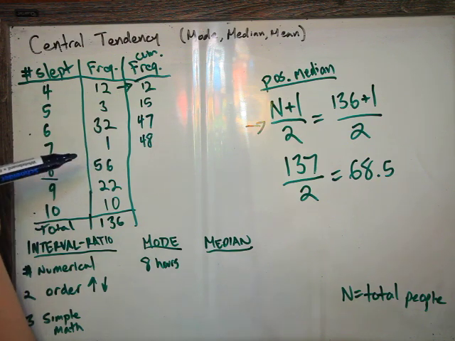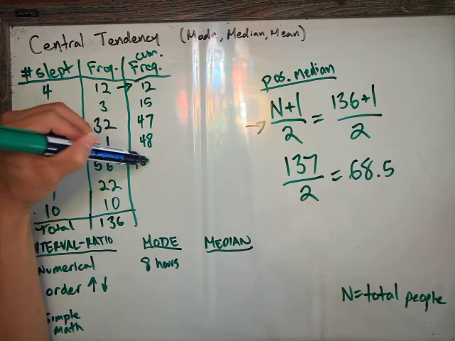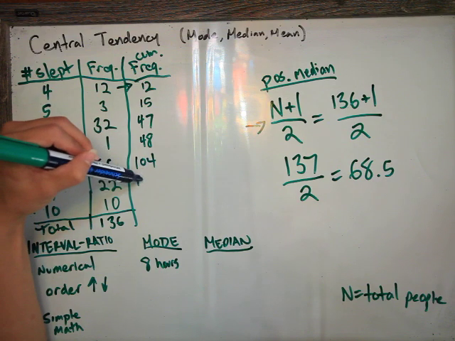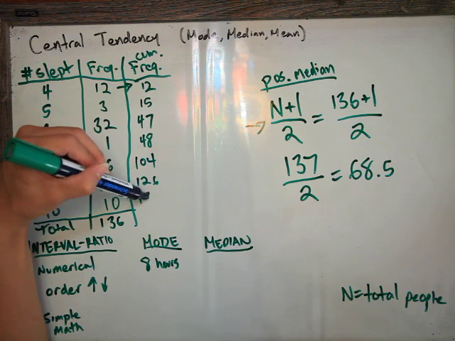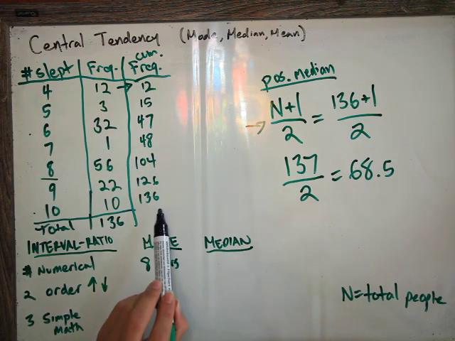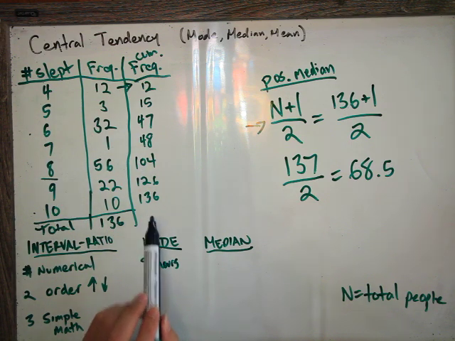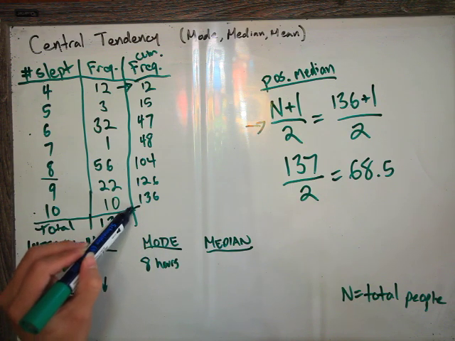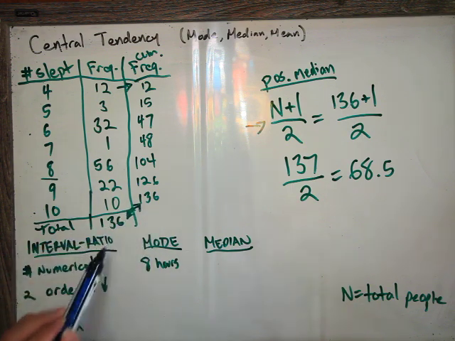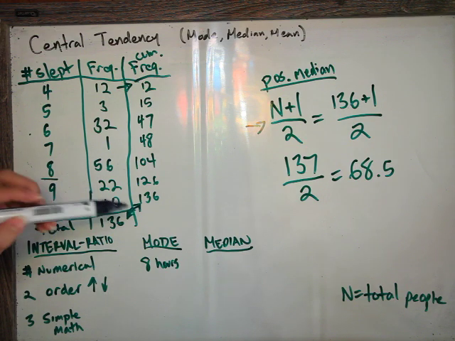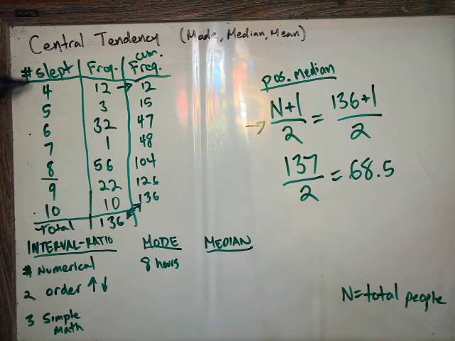Plus 56, that's, I believe, 104. That's right. Plus 22 is 126. Plus 10 is 136. The last row in our cumulative frequency is always going to be the same as the total. Okay? Because all of the people in the data set slept 10 hours or less per night on average.